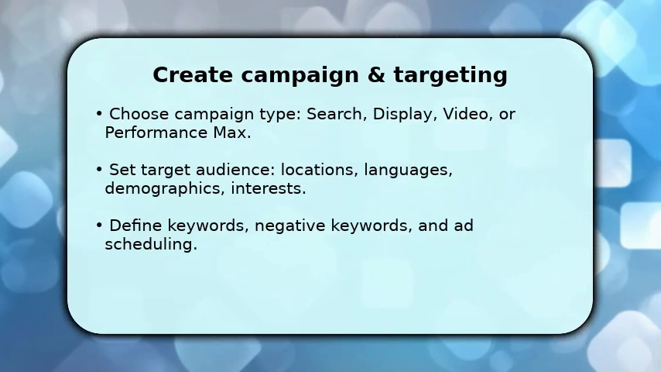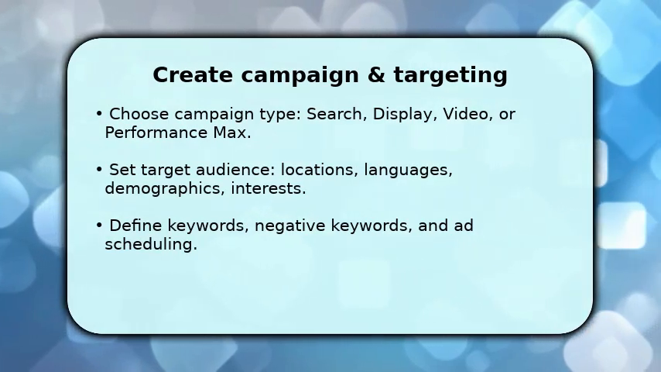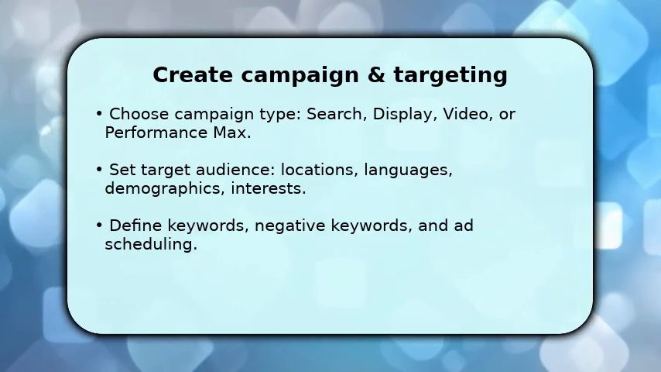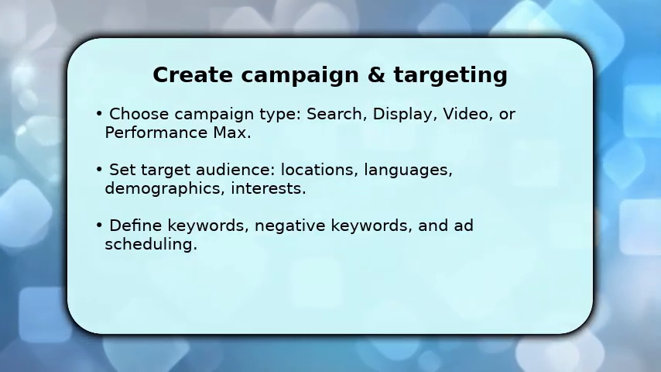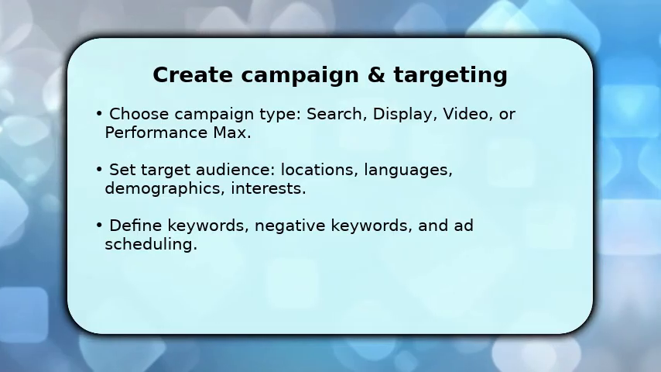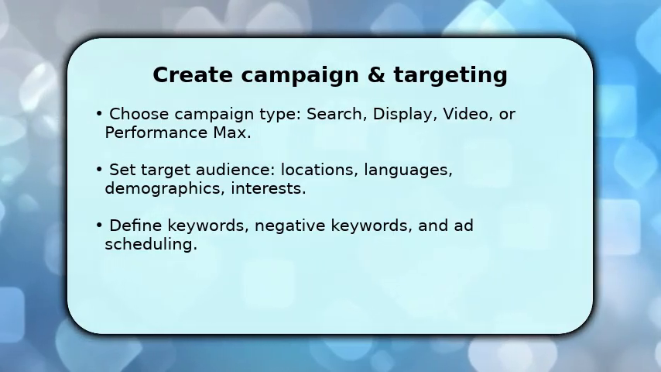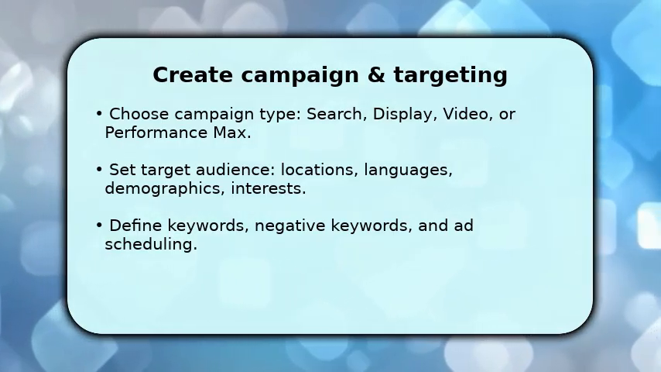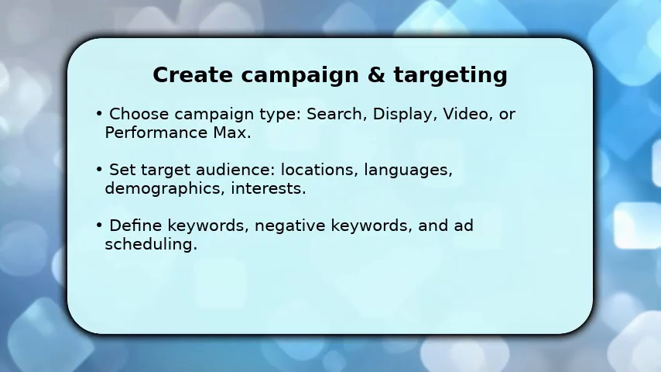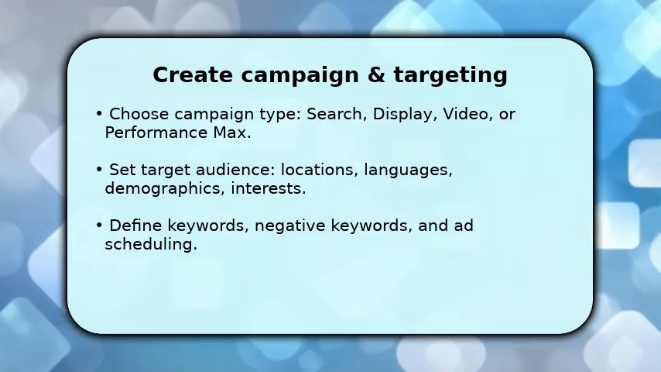Next, create your campaign by selecting the type that matches your goal. Search for intent, display for reach, video for awareness, or performance max for mixed automation. Then set targeting. Narrow locations, languages, demographics, and custom audiences so your budget hits the right people.